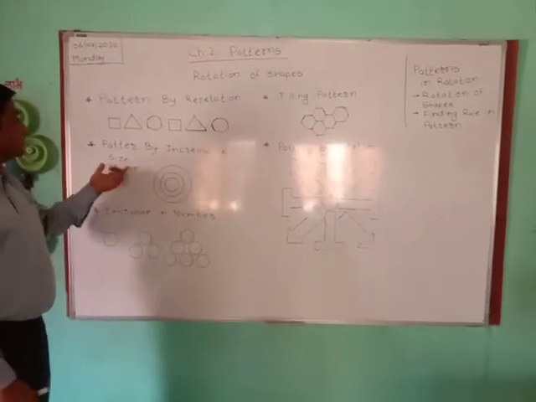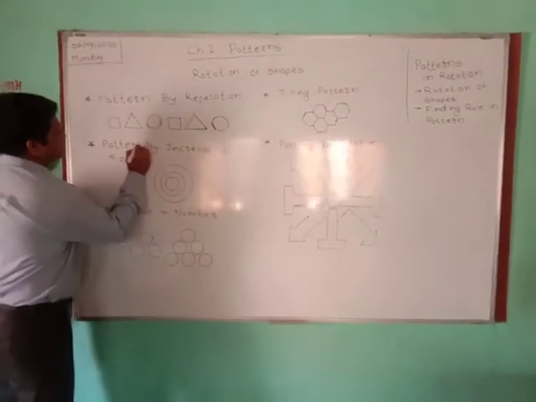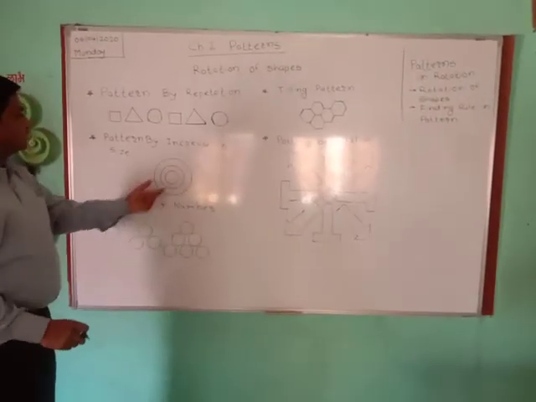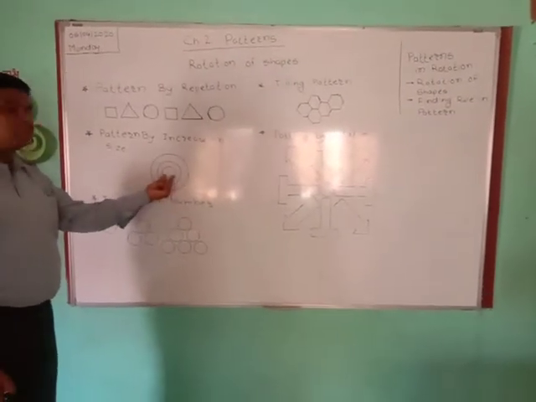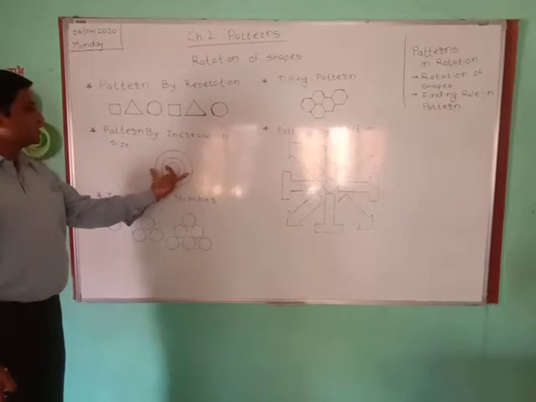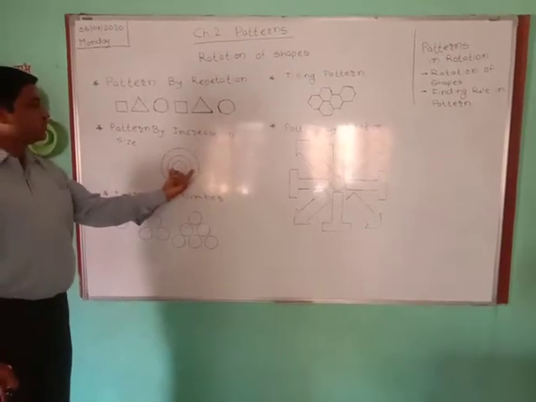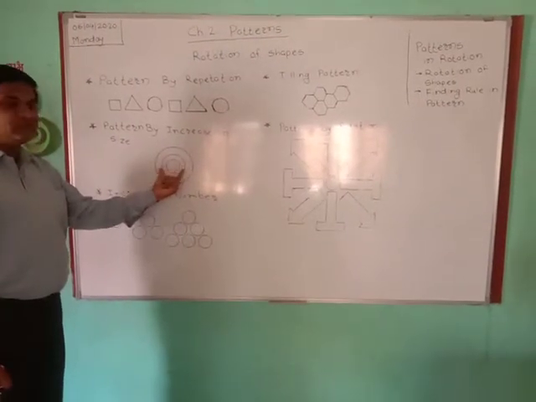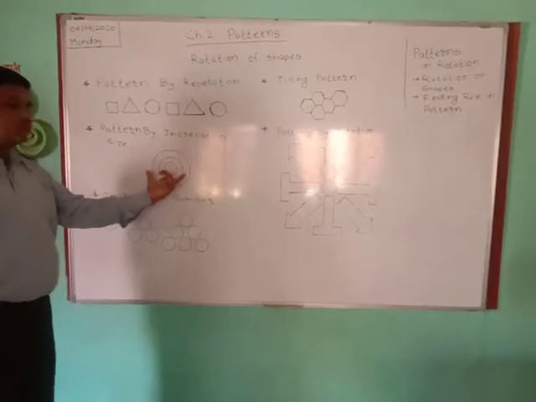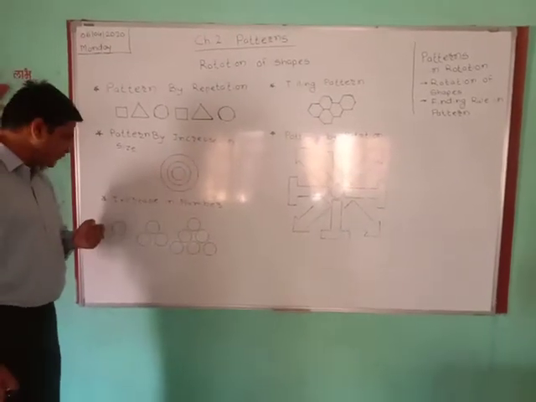Even the pattern due to increase in shape, or by increase in shape, means the shape goes on increasing in size or goes on decreasing in size. A pattern which is formed like this is known as a pattern due to increase or decrease in the shape.